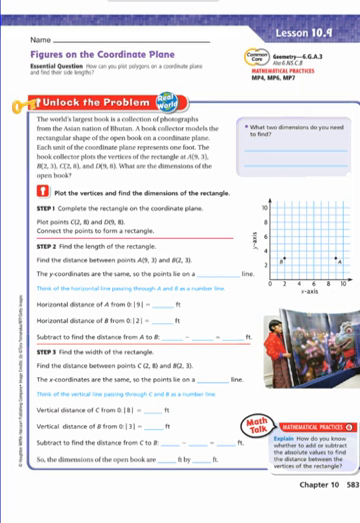Step 1. Complete the rectangle on the coordinate plane. Plot points C (2,8) and D (9,8). So we're going to go ahead and do that. A and B are already plotted for us. So C is (2,8). We need to start at the origin, go over to the right 2, and up 8, which will be right there.